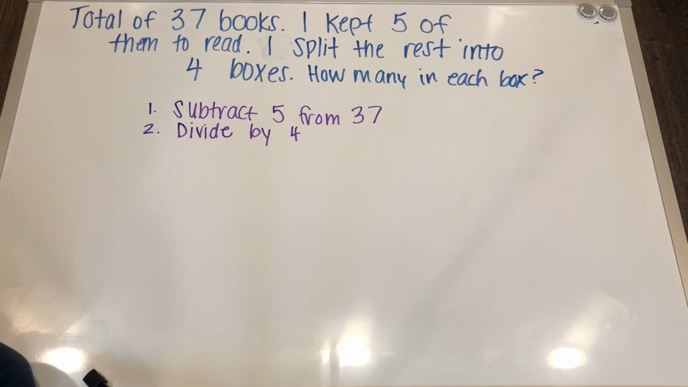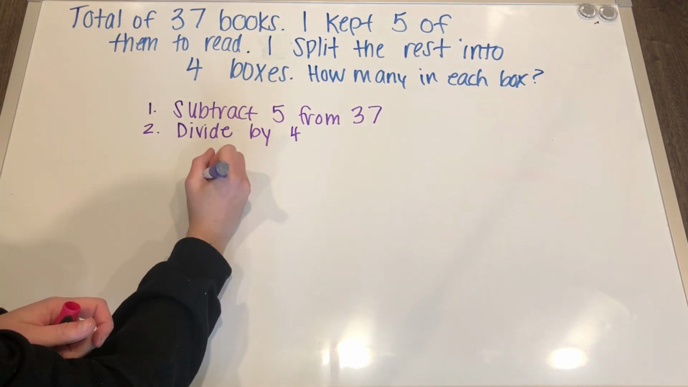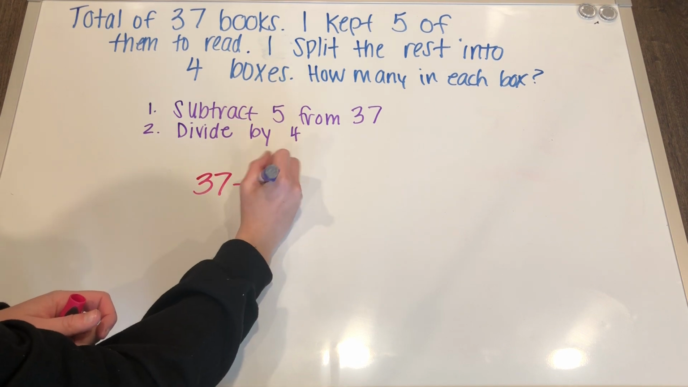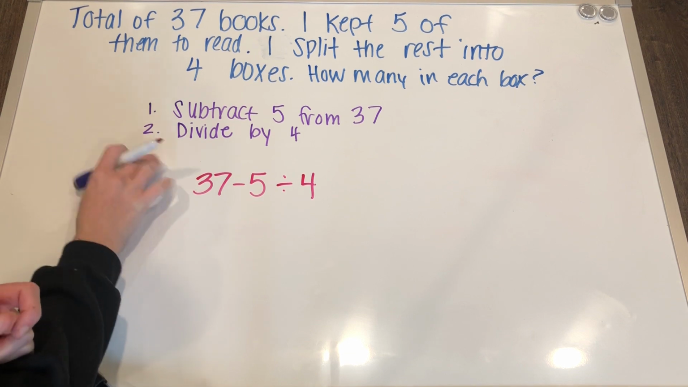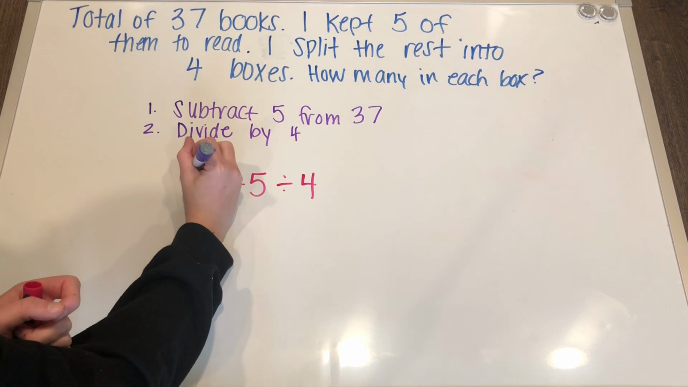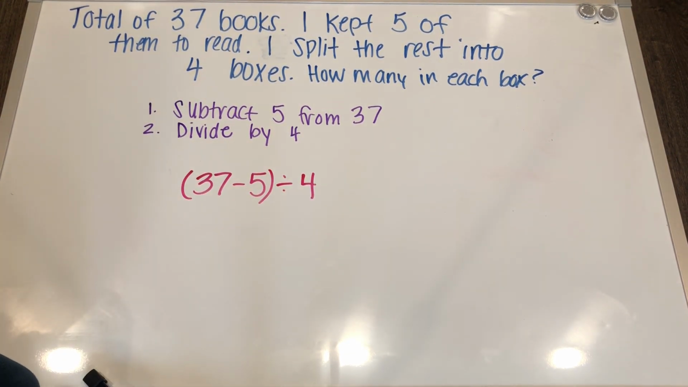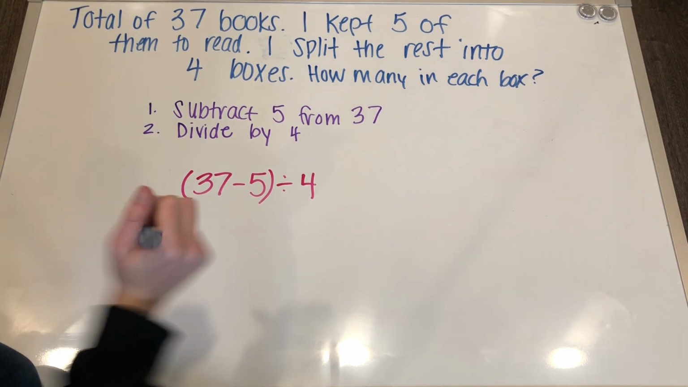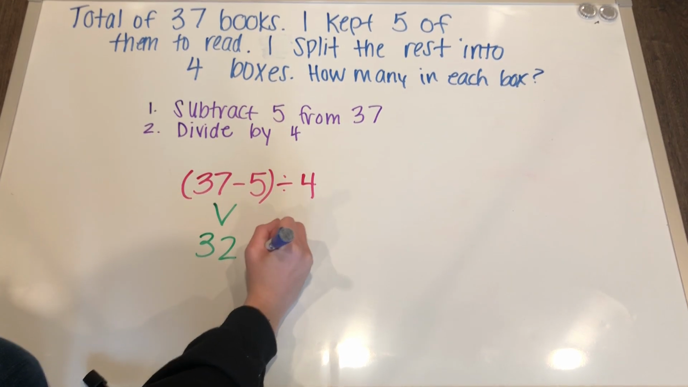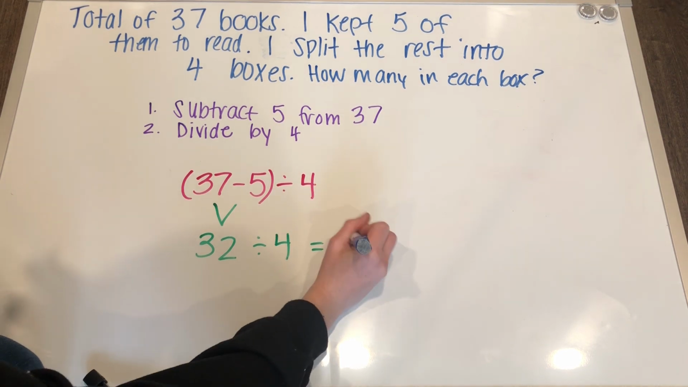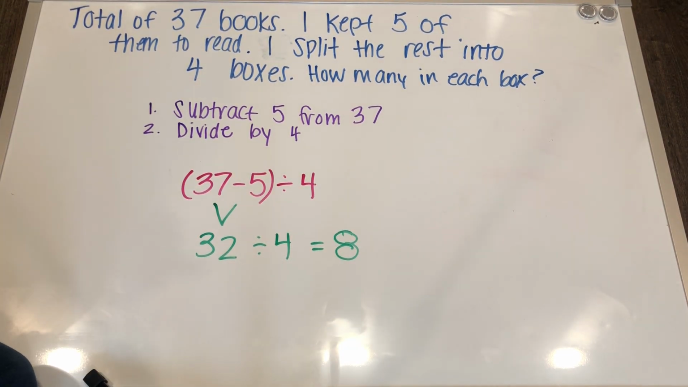Then what I'm going to do is write the equation, or the expression I mean. So first I subtract 5 from 37, so 37 minus 5. And then I divide by 4. Because I want to make sure this is done first, I'm going to put parentheses around it. Okay, then my last step is going to be to solve. The first thing I have to solve is what's inside the parentheses: 37 minus 5, which is 32. Then I divide by 4. 32 divided by 4 is 8. So each box would have 8 books.